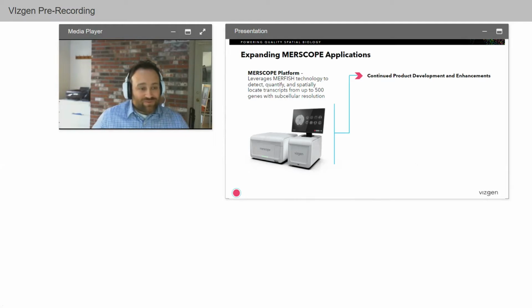A big focus for us here at Vizgen is to continue to expand MERSCOPE applications. We know that the MERSCOPE platform offers the ability to detect transcripts from 500 genes. It offers that subcellular resolution, but we want to continue to push forward in developing product development and enhancements for the MERSCOPE device.